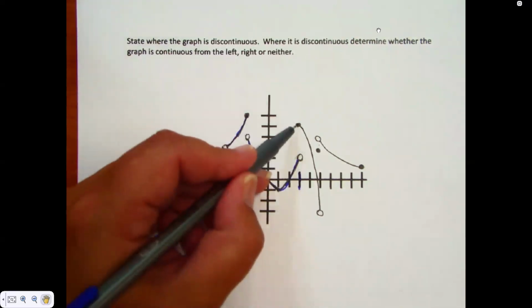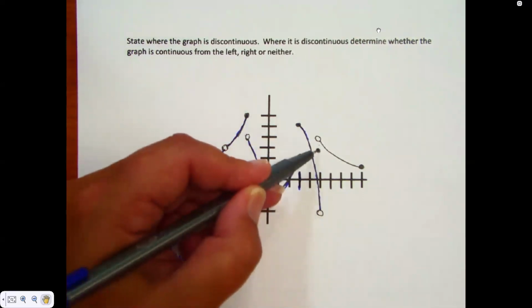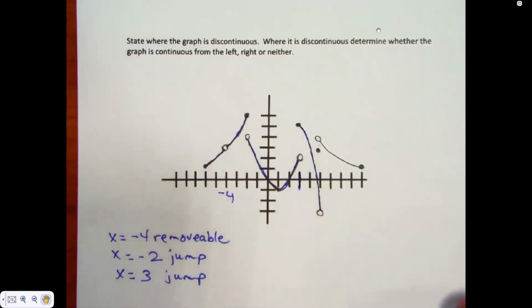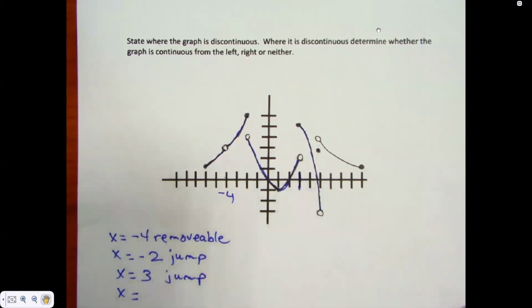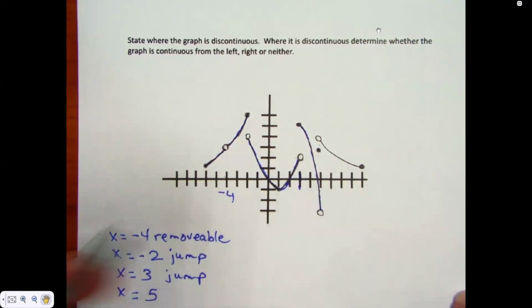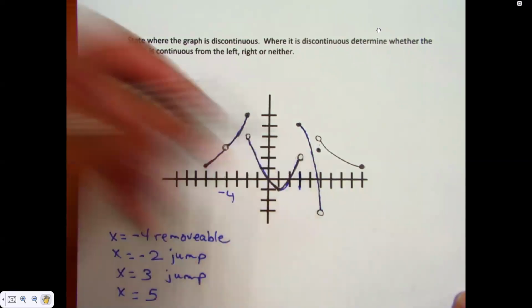All right, we trace down. It's kind of weird. There is a point there, but to touch it, I have to pick up my pencil. So it is definitely a discontinuity. What value is that? 5. And there is definitely space here. So we would consider that a jump.